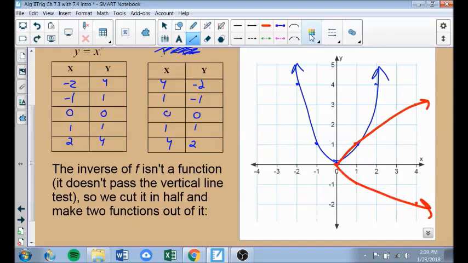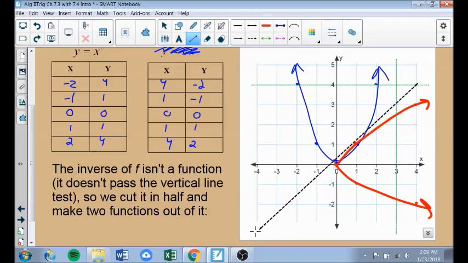Now, you might notice this graph, this red graph, the parabola on its side, isn't a function. It's not passing the vertical line test. The reason it's not passing the vertical line test is because the original function didn't pass the horizontal line test. So if a function doesn't pass the horizontal line test, that means it's not a one-to-one function, and then its inverse won't be a function at all. It's an important thing to understand.